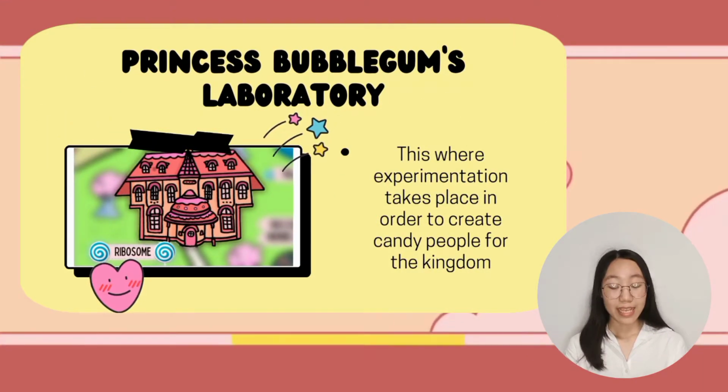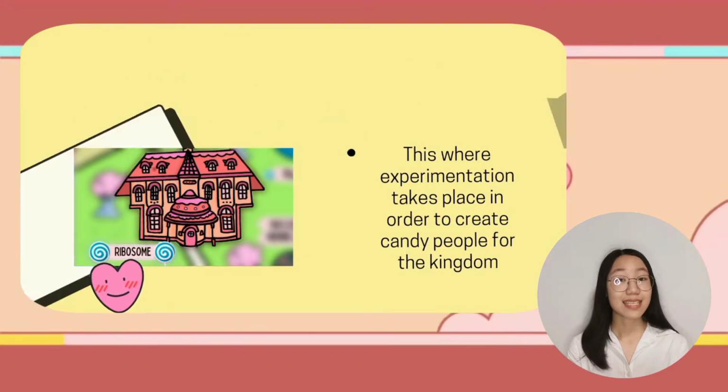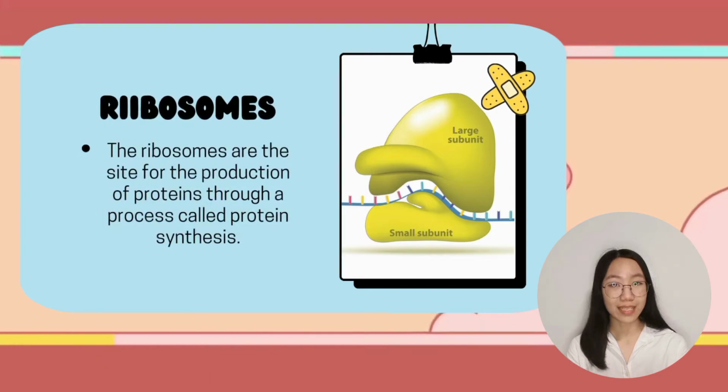Next is Princess Bubblegum's laboratory, which is like the ribosomes, because this is where experimentation takes place in order to create candy people for the kingdom. Much like the ribosomes, it is the site for the production of proteins through the process called protein synthesis.